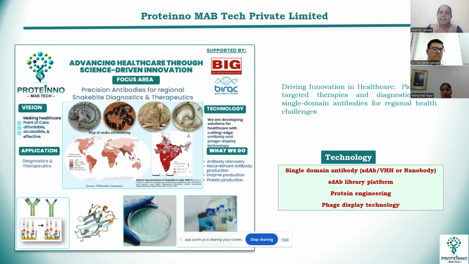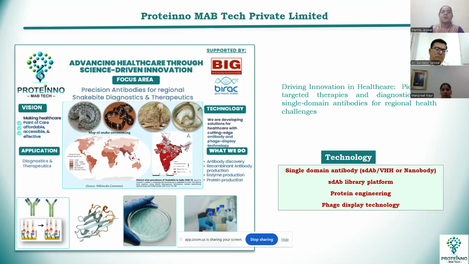Now, how are we leveraging nanobodies in our company? First of all, we are making a single domain antibody library platform. At present we have three libraries. We have an immune library, which is specific for snake venom. We also have a naive library, and we are also making a synthetic library where we don't have to rely every time on immunizing the animal.